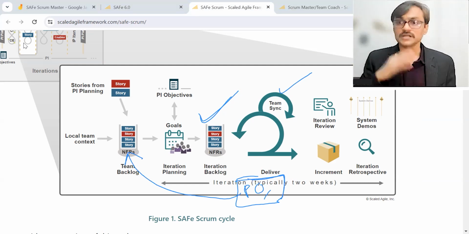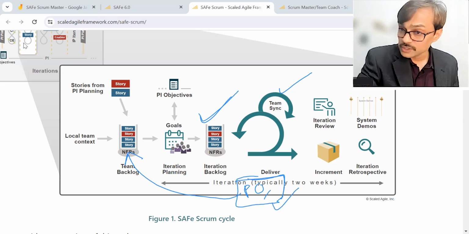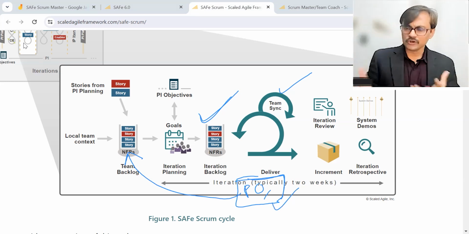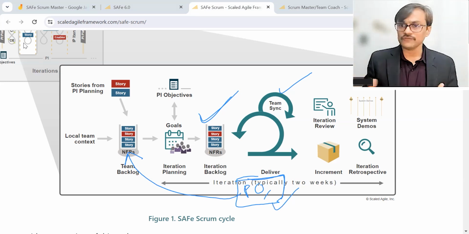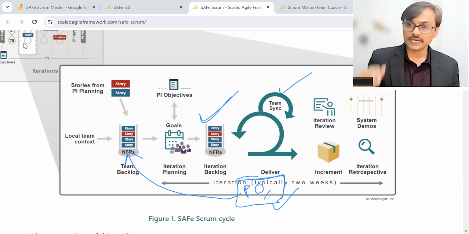And as a Scrum Master, I need to ensure the team backlog is also getting refined. So I need to take care of all the Scrum meetings. I need to take care of impediments which are coming and escalations which are coming, as I do in my general Scrum space. And I need to ensure that the PO level refinement is also happening.